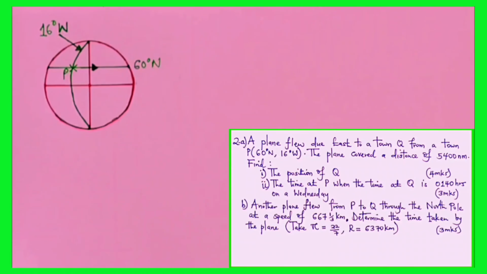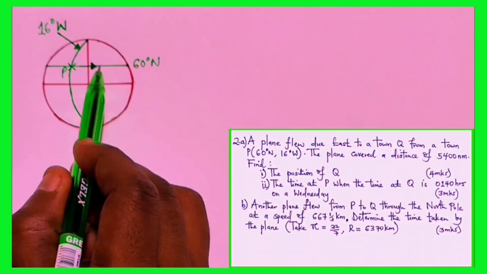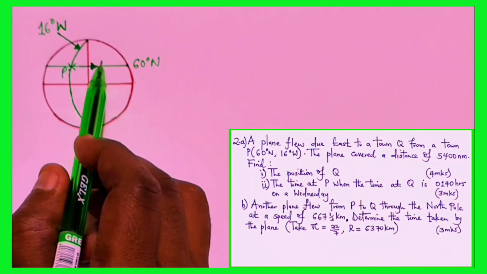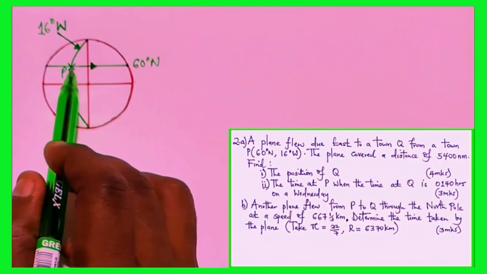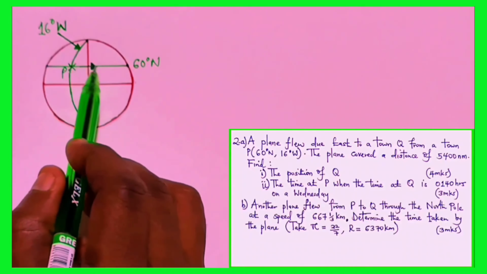And then we are also told that the plane covered a distance of 5,400 nautical miles. So the distance from P to Q will be 5,400 nautical miles, and that will be along a circle of latitude or along a small circle.